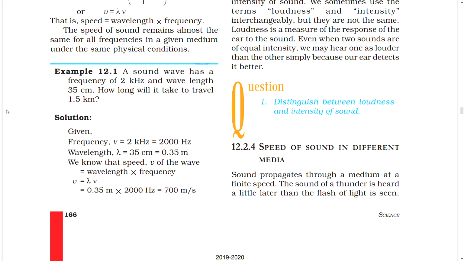Example 12.1. A sound wave has a frequency of 2 kHz and wavelength 35 cm. How long will it take to travel 1.5 km? Solution. Given frequency nu equals 2 kHz equals 2000 Hz, wavelength lambda equals 35 cm equals 0.35 meter. We know that speed v of the wave equals wavelength times frequency. v equals lambda nu equals 0.35 m times 2000 Hz equals 700 meter per second.